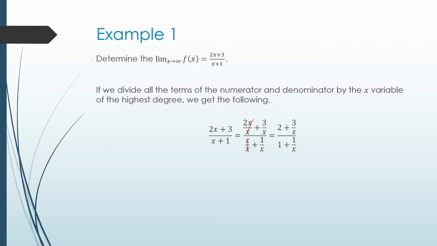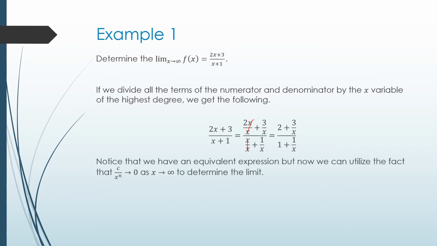Now it's of the form that we want, so when we talk about tending towards infinity, all of the terms of this form will go towards 0. So this will go to 0, and this will go to 0 as well. So this tends to 2 plus 0 over 1 plus 0, which is 2. So we can say the limit of this function must be 2.